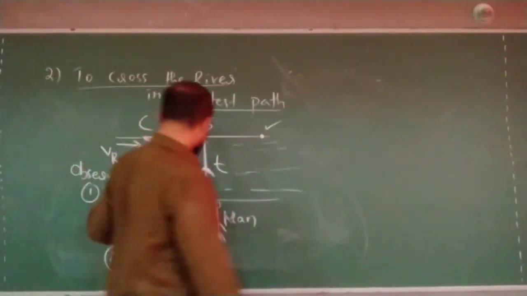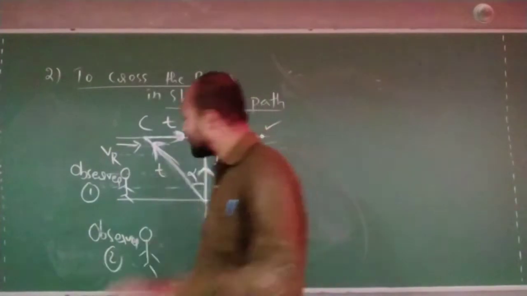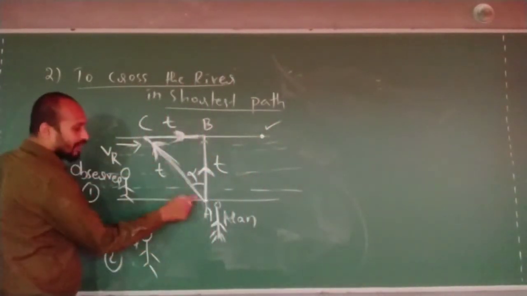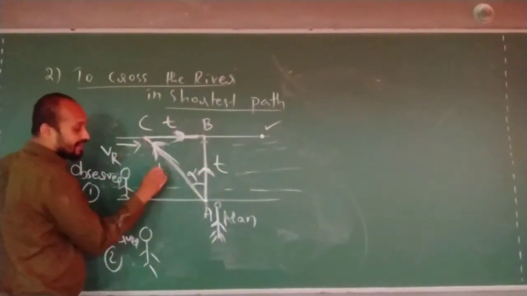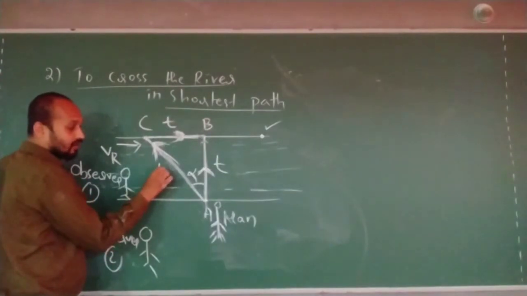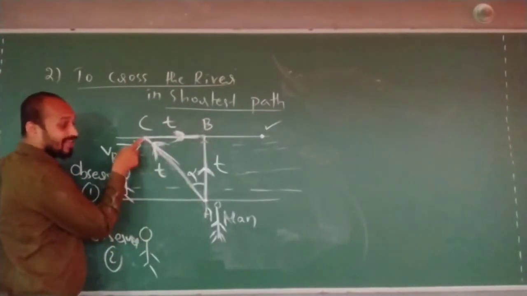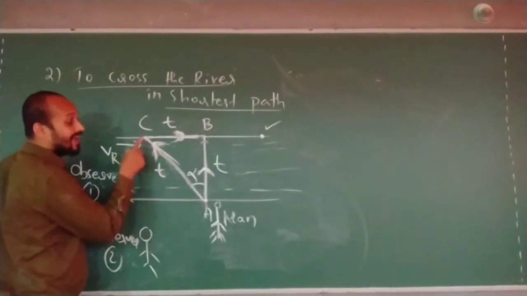So from this definition, I can make certain things. That is the first point, and I said the second point. With respect to the river, the person wants to reach here in time t. Correct now? With respect to the river, the person wants to reach from point A to C in time t.